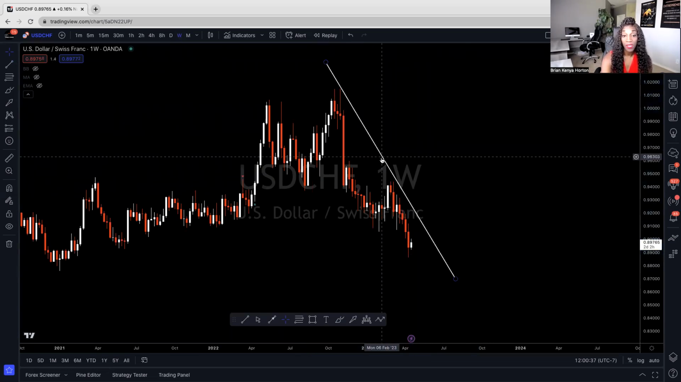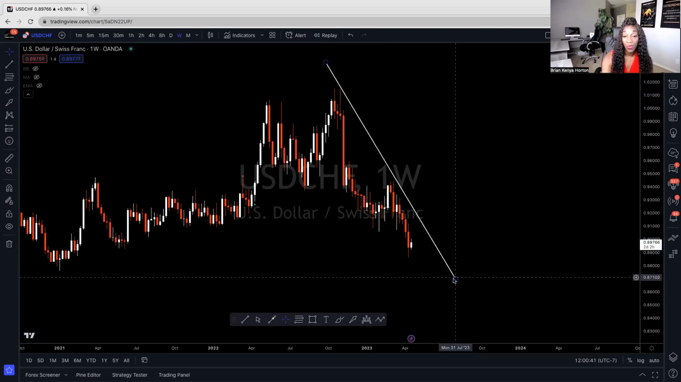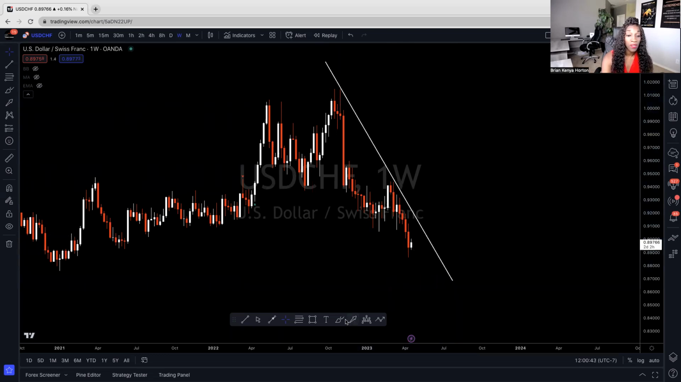So right now, this is my swing high. You always want to connect it to your swings. So this is my swing high. This is a high, okay? And my next touch would be right here.